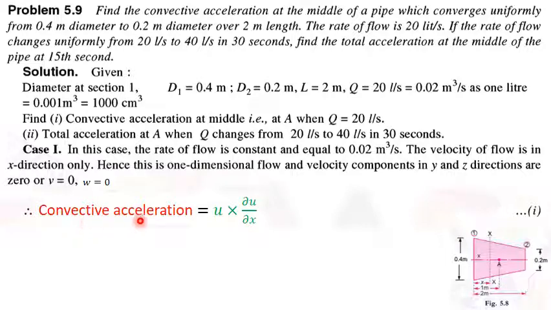Convective acceleration is given by the equation u into dou u by dou x, where x is the position coordinate. Since it's a one-dimensional flow, there is only one position coordinate, and u is the component of velocity in x direction. So u multiplied by the derivative of u with respect to x will give you the convective acceleration. Convective acceleration is the acceleration with respect to space.